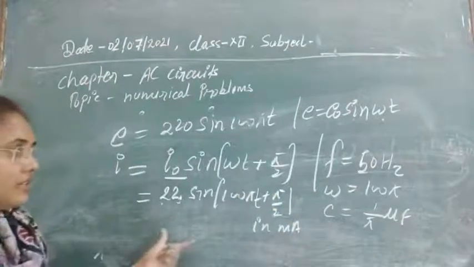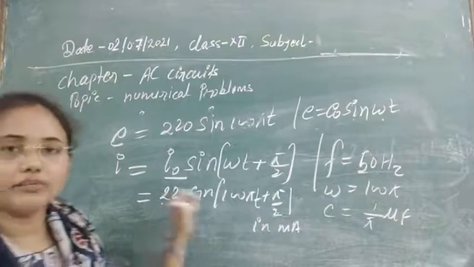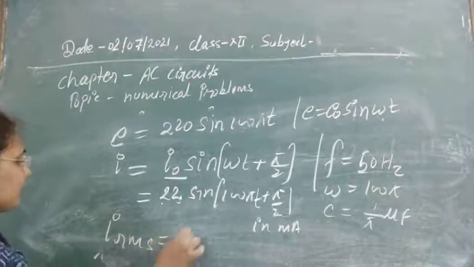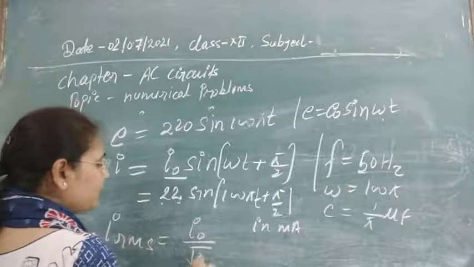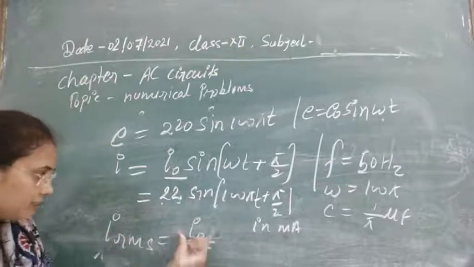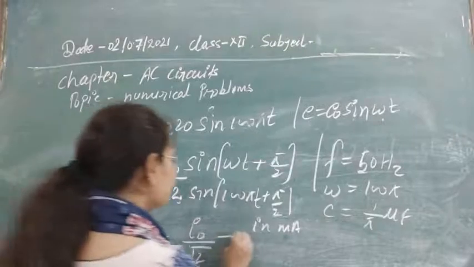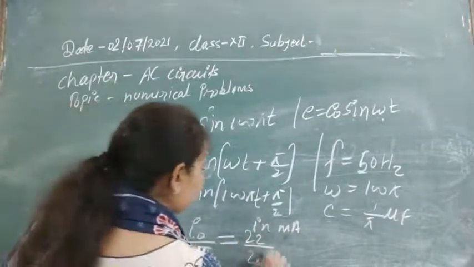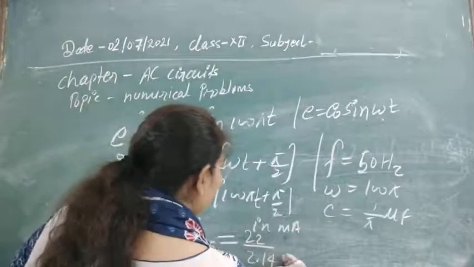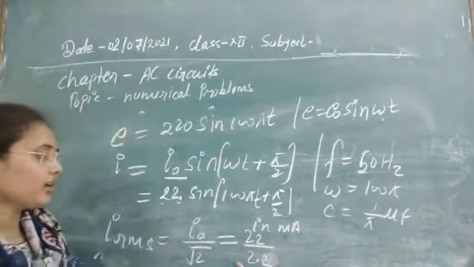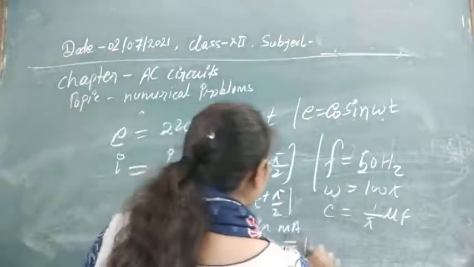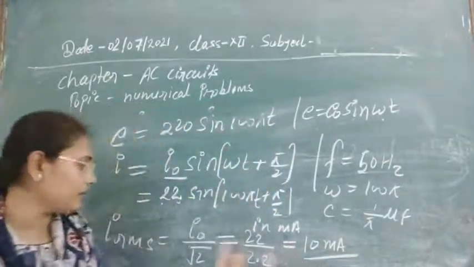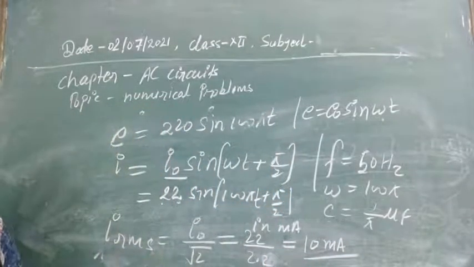The next question is to find the RMS value of the current for the capacitive circuit. We can calculate IRMS by the same method, and its formula is the same for all the AC circuits. The general formula is I0 upon root 2. I0 here is 22 milliampere, and root 2 is 1.414. Suppose I write it as 1.4, then for this case we get about 15.7 milliampere, so this is the value obtained for the IRMS current in this case.